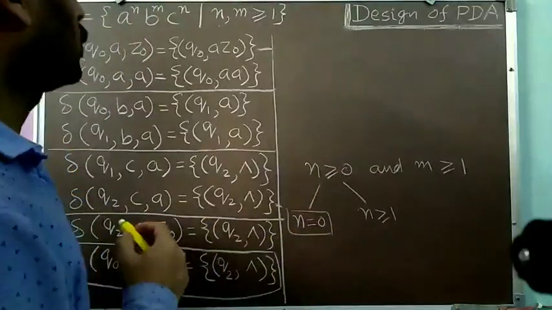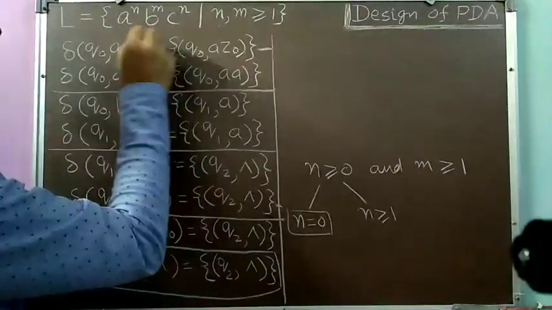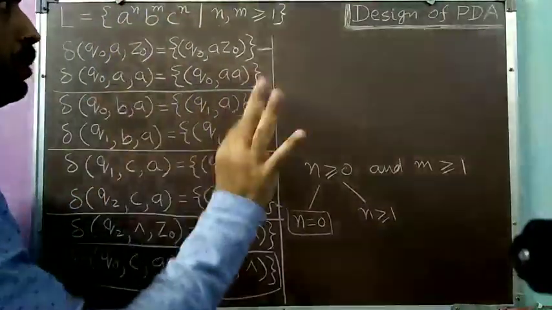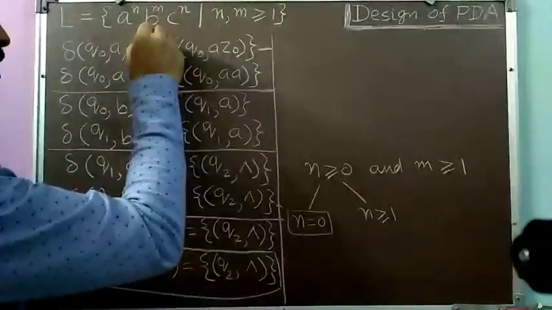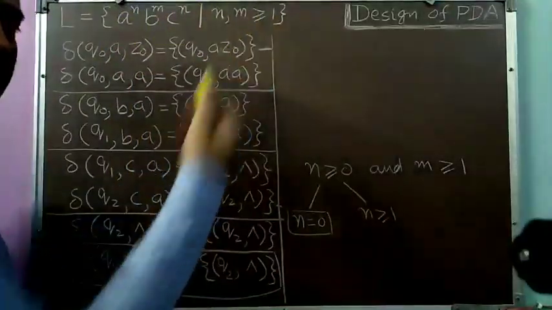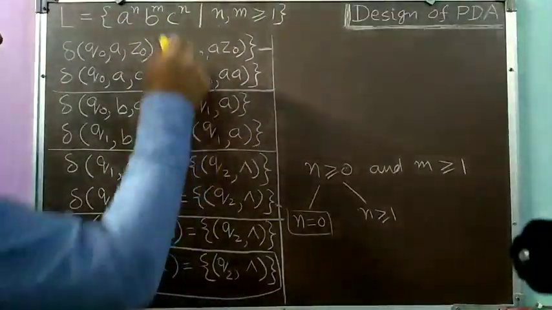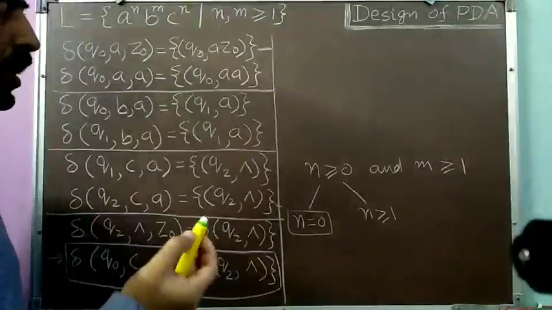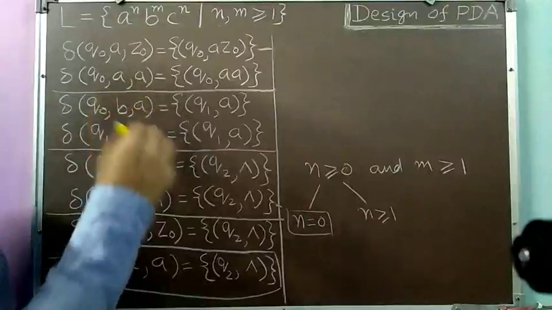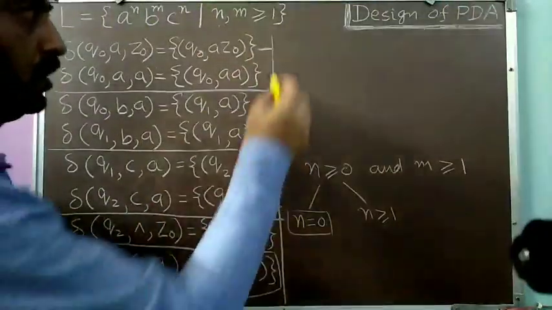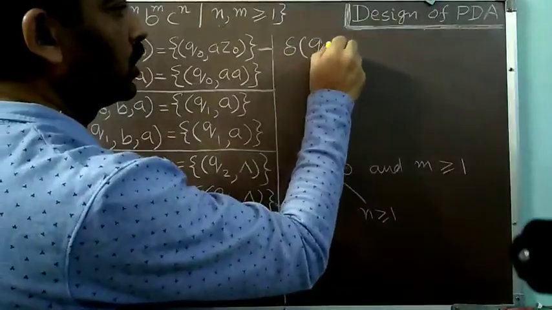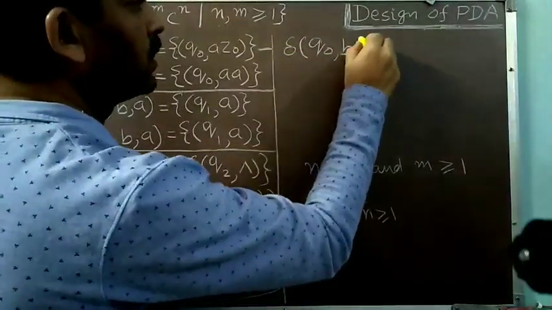When n is equal to 0, it simply means that there is no A present and no C present in our string. Our string will contain only the B's, so all such strings should also be accepted. If such strings come to us, then in the initial situation we are not receiving A's, we are directly receiving B's. So I am writing the transition corresponding to this situation, that is delta Q0, B, Z0.